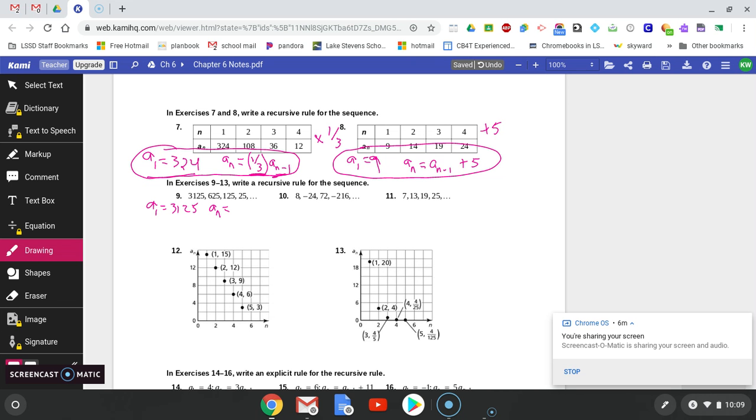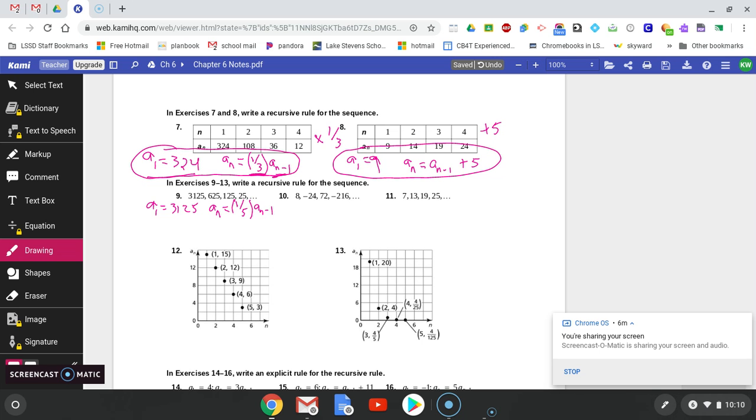Well, my pattern on this one is dividing by 5. Dividing by 5 is the same thing as multiplying by 1/5. So I'm going to take 1/5 times whatever my previous term was, which we say is just a sub n minus 1. It's the term before the one we're looking for. So if we're looking for a sub n, this is saying take a sub n minus 1, which means one term before the one we're looking for, and do this to it.